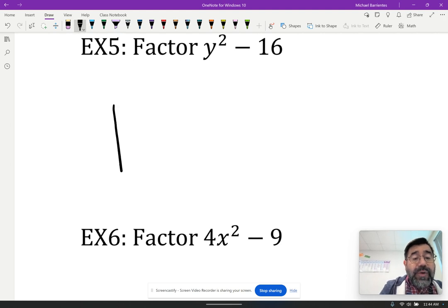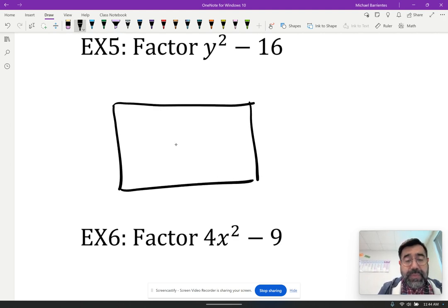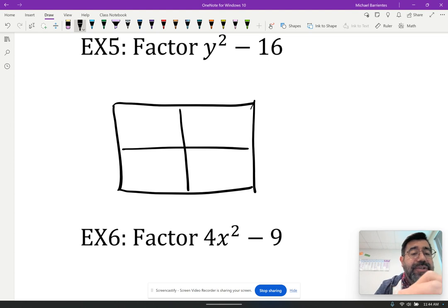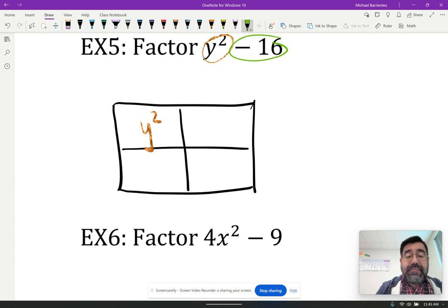So we're going to start the same way, which is we're going to build our box, a rectangle, if you will, with 4 squares. And in the first box, we're going to put the first term. And in the last box, we're going to put the last term. But here's where we run into an issue. We have 2 boxes to fill, and we don't have anything left. Before, we had 3 things: put the first in the first box, the last in the last box, and the middle term we broke up into 2 pieces. But here we don't have anything. So we're going to continue the process.